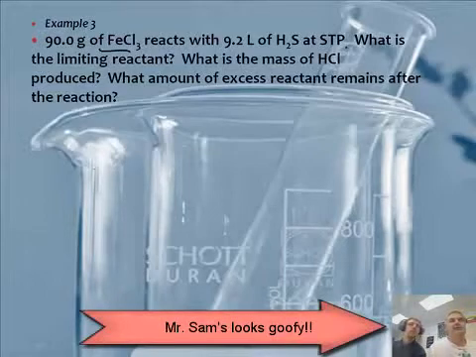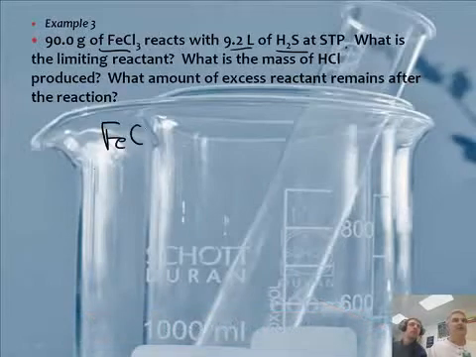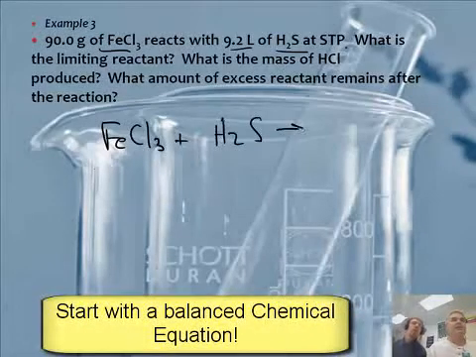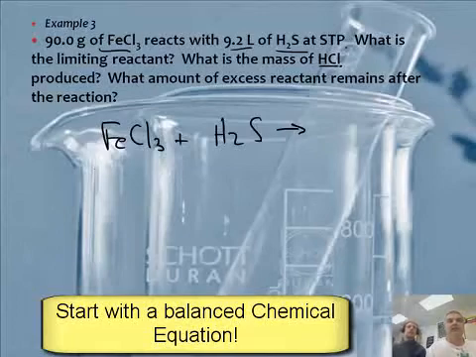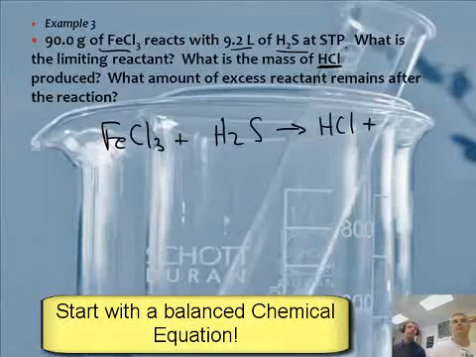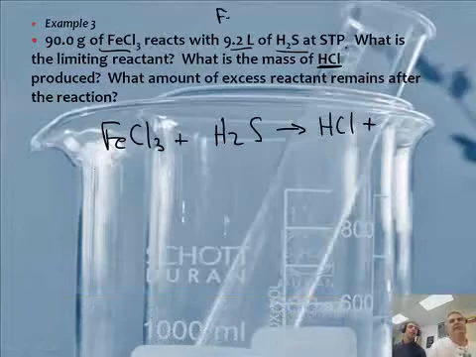Okay, so 90 grams of FeCl3 reacts with 9.2 liters of H2S at STP. Well, we've got to write a balanced equation. I think we should. So we'll say FeCl3 plus H2S. That's the two chemicals, and it's going to form HCl as one of the products. So the H goes to the Cl. Does that mean the Fe goes to the S? Yeah. But wait a second, we have to put it together.